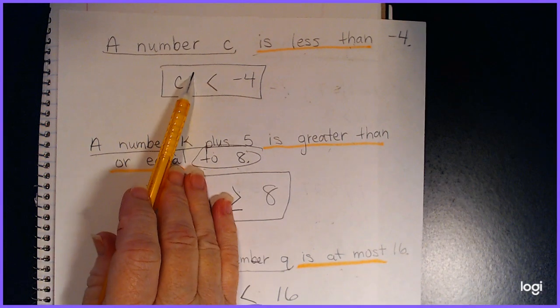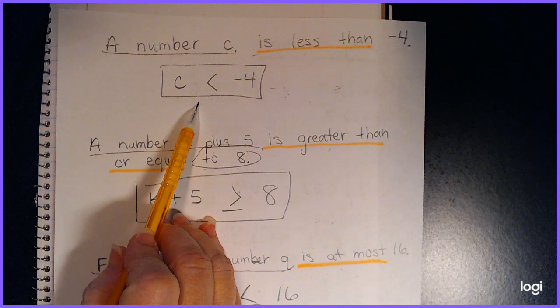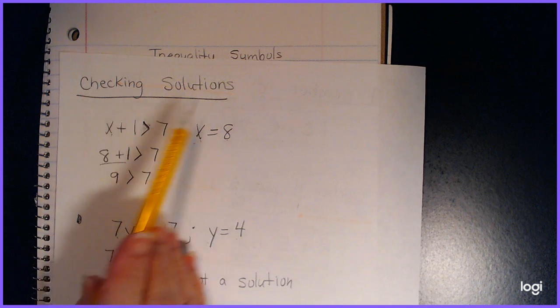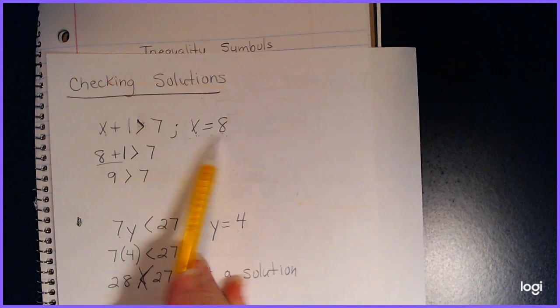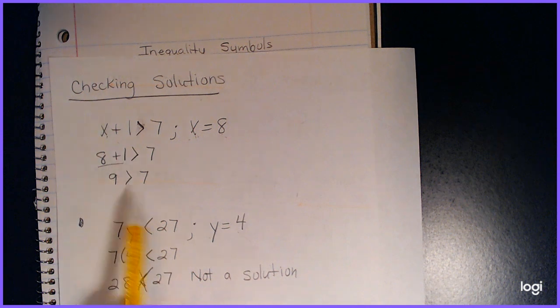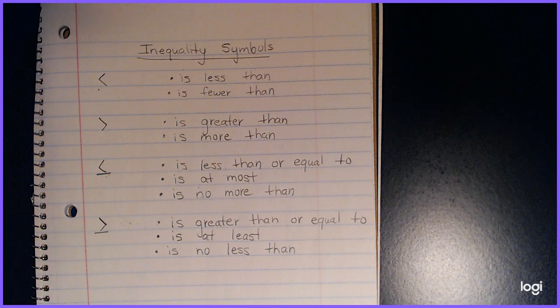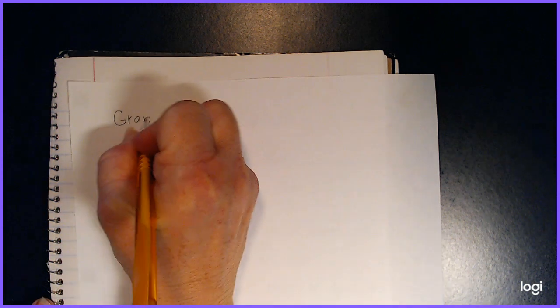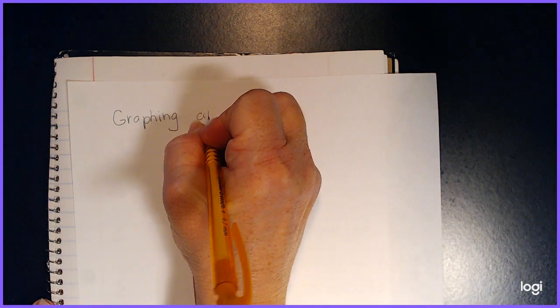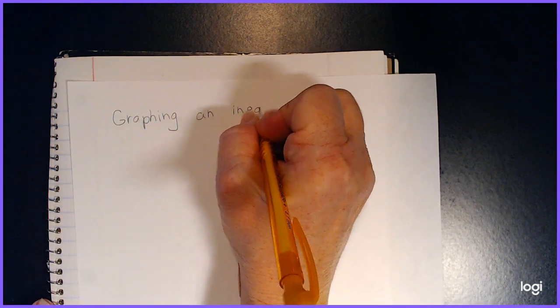All right, so we wrote some inequalities using the inequality symbol. We figured out how to write them. We then also figured out how to check for solutions to see if substituting in a number would make the inequality true or not true. And the final thing we're going to do today is we are going to graph an inequality. Final thing. So let's go ahead and write in here, graphing an inequality.